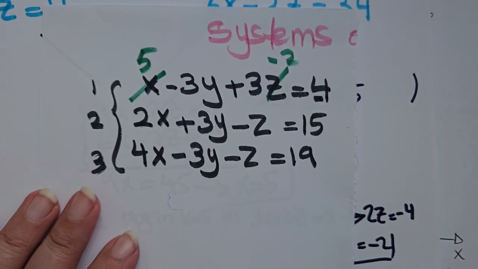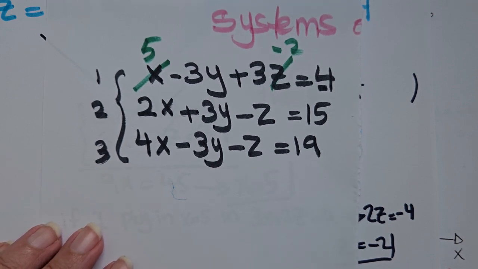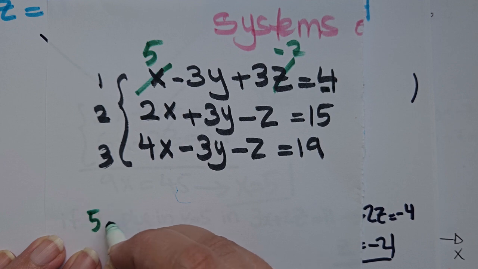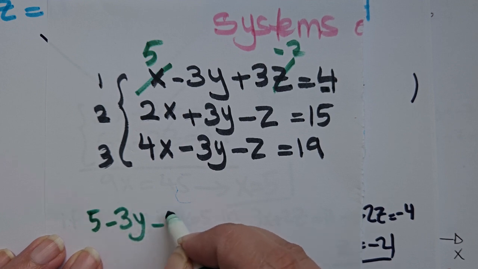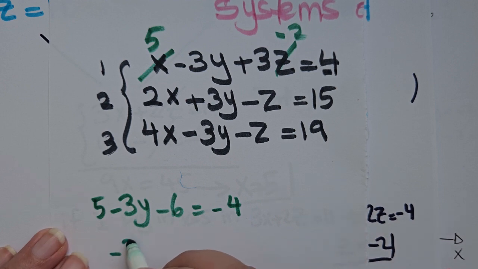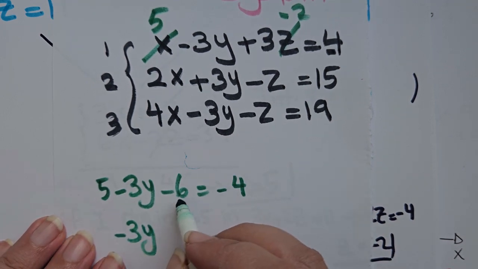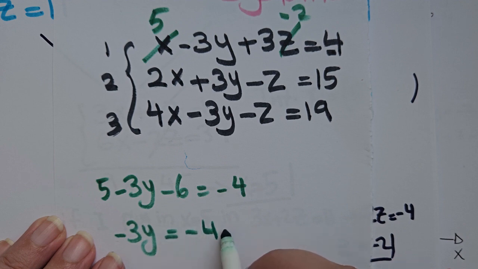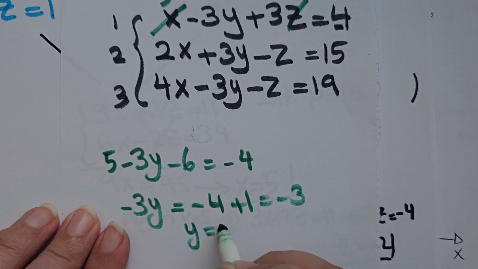So let's solve it. For solving this, I will be using the green pen. So it would be 5 minus 3y minus 6 is equal to 4. So here negative 3y, it would be minus 1, moves to the other side, would be plus 1. So the y would be 1.